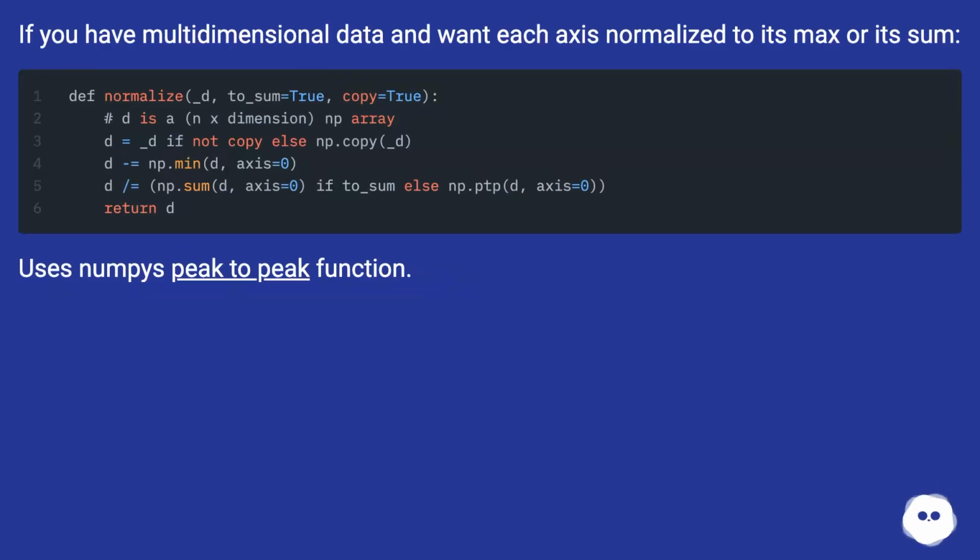If you have multidimensional data and want each axis normalized to its max or its sum, uses NumPy's peak-to-peak function.